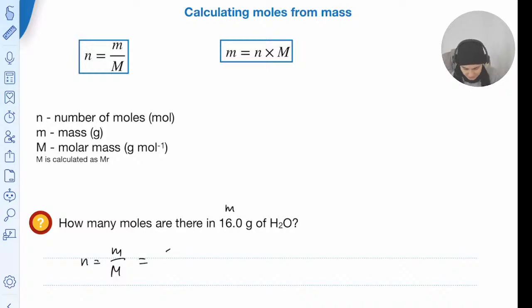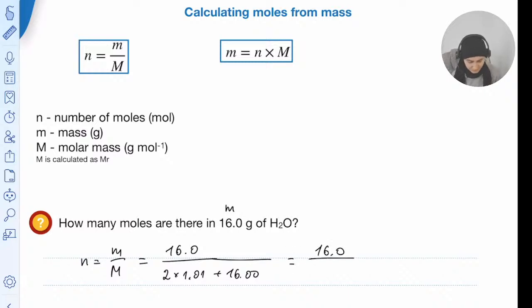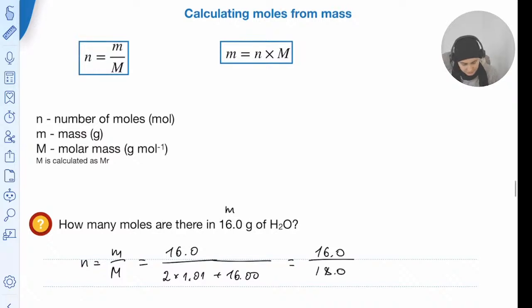So you do 16 divided by the molar mass of H2O, right? So it's 2 times molar mass of hydrogen plus 16. And then whatever that number is, that's your moles. 2 times 1 plus 16, 18.02. And then you do 16 over 18.02, 0.888 moles.